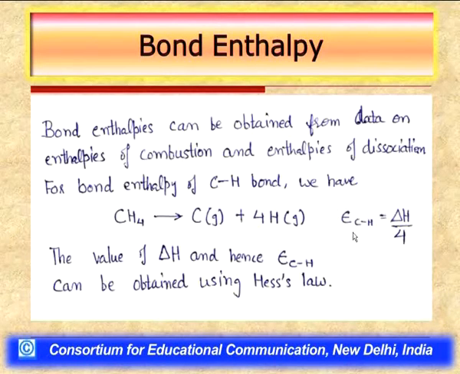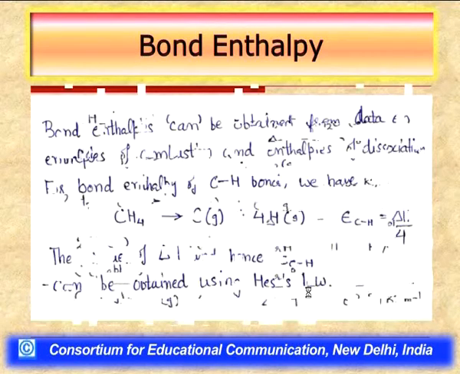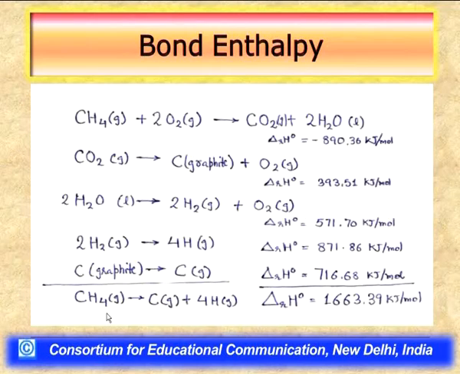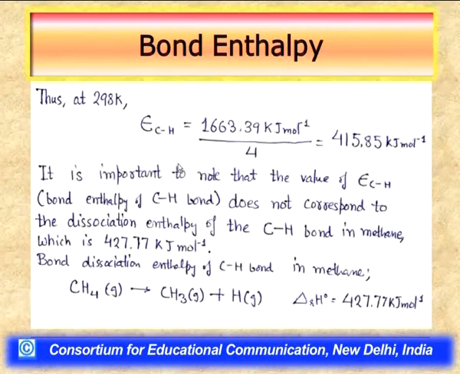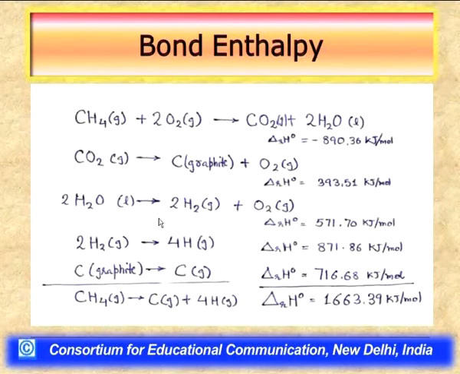The bond enthalpy of CH bond can the other way around also be obtained using Hess law. Let us have a look at this reaction again. That is the decomposition reaction of methane, which leads to formation of 1 carbon atom and 4 hydrogen atoms in the gaseous state. This reaction can be split into 5 different reactions as a sum of these 5 reactions. The first one is the combustion reaction of methane. In presence of 2 mole of oxygen, 1 mole of methane undergoes combustion to form 1 mole of carbon dioxide and 2 mole of water in liquid state.